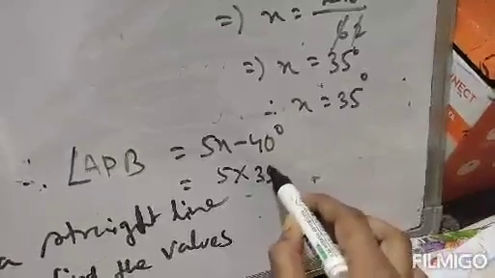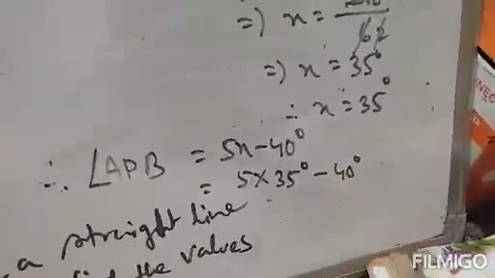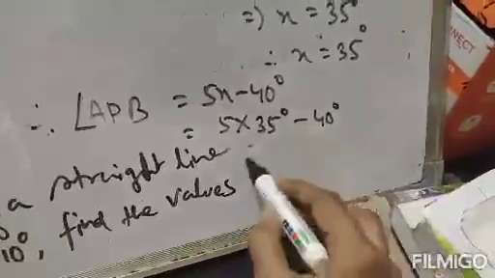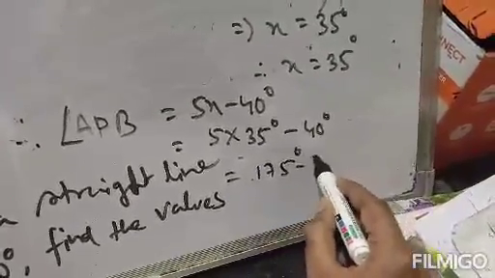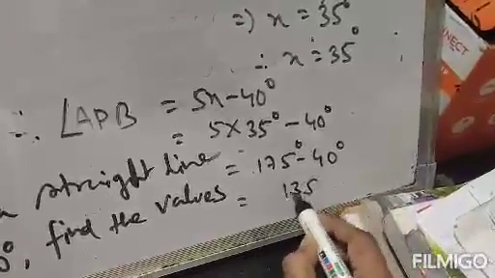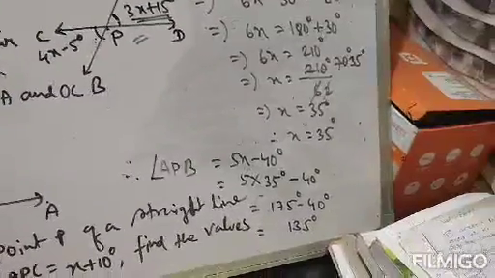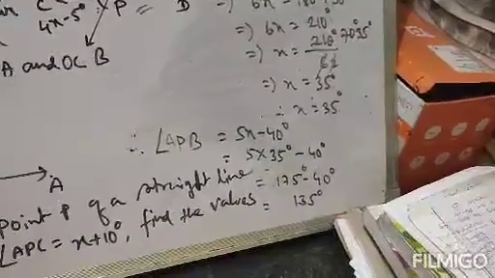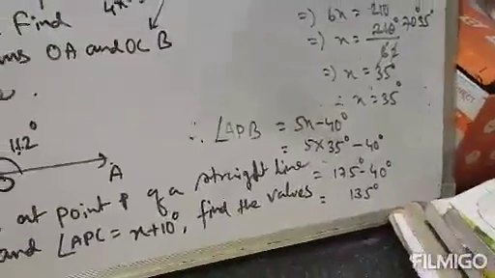So 5 into 35 degree minus 40 degree. Now calculate 5 into 35. So it is 175 degree minus 40 degree. So it is 135 degree. So x is 35, so 5 into 35, that is 175 degree minus 40 degree. So finally it's 135 degree. So angle APB is 135 degree.